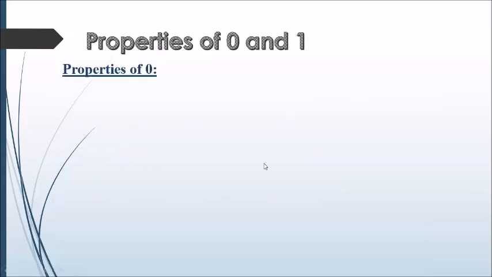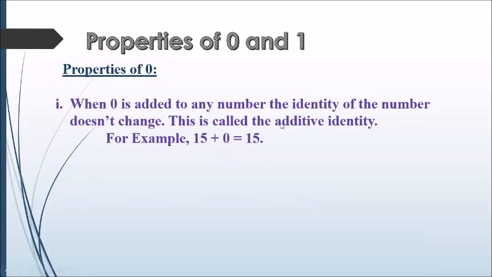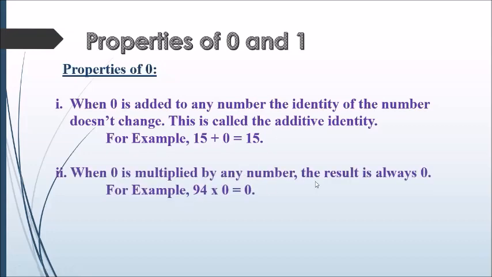Class, moving forward, properties of zero we did. The additive identity was the first identity. It says that if you add zero to any natural number or whole number, the answer will not change. The answer will remain the same. If you add zero to 15, the answer is 15. Then number two, when zero is multiplied by any number, the answer is always zero. These properties are on page 21. I'm going quickly so we can move forward, class.